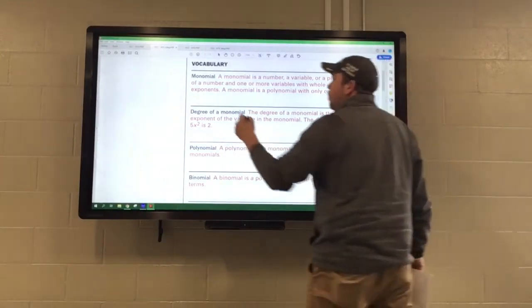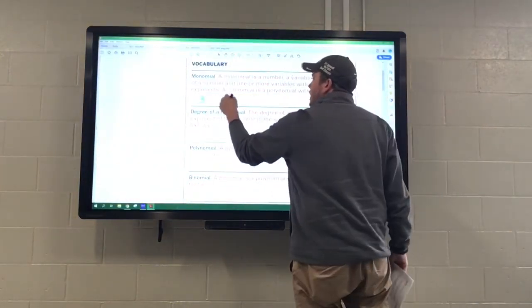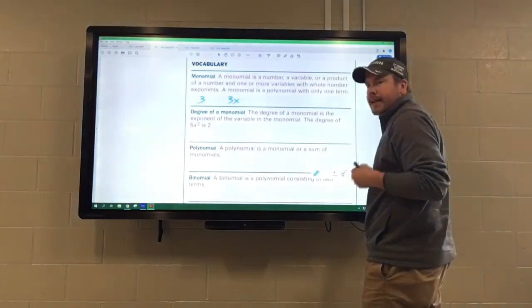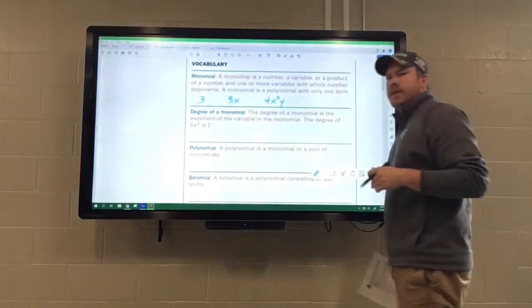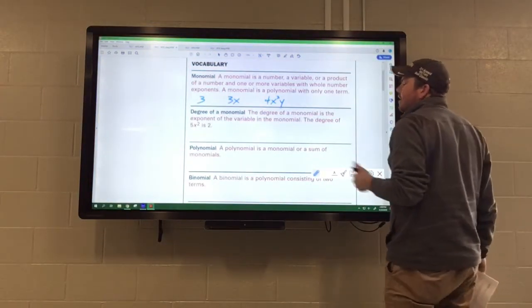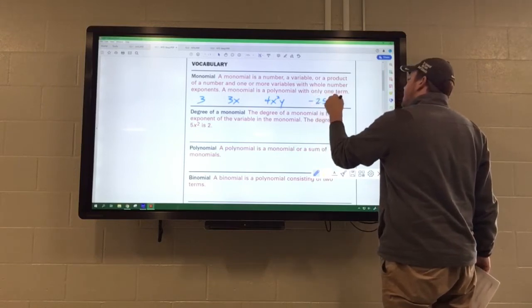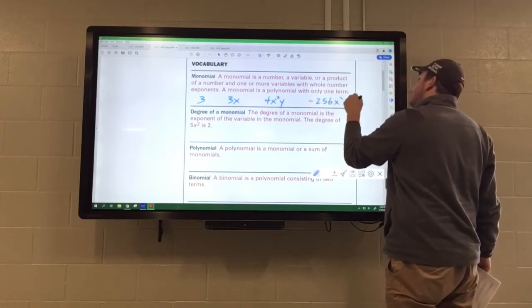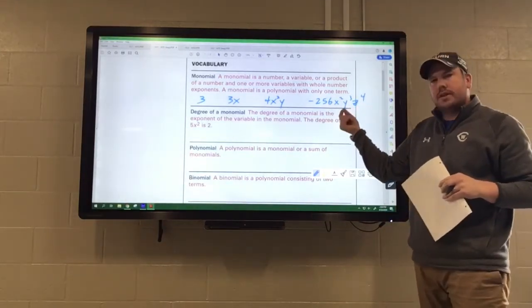So if we have one term, let's say, well, let's start easy, just a number. Or if we attach a variable to that number, that's a monomial. If we make it 4x squared y, more than one variable, that's still a monomial, okay? If we want to get crazy, negative 256 x squared, y to the third, z to the fourth. This is still a monomial because it's just one term.